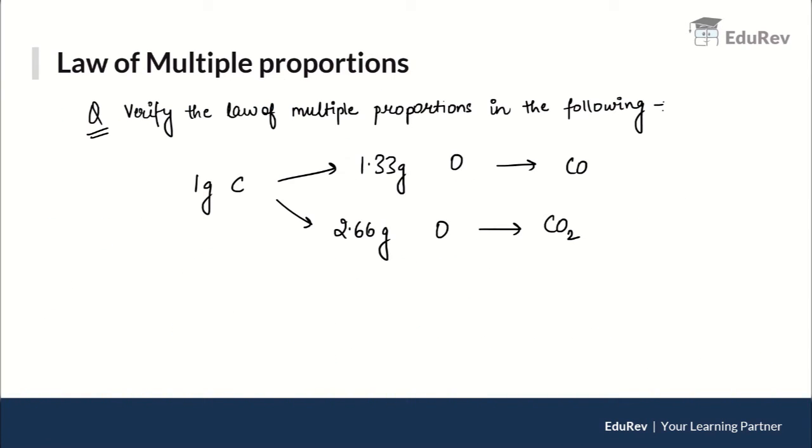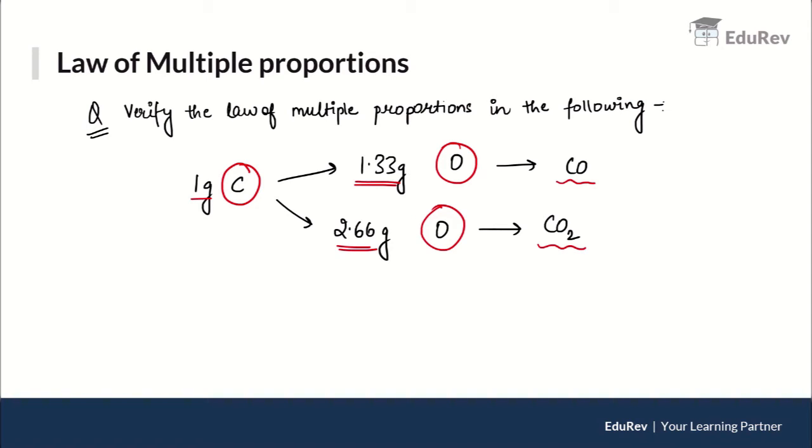See this question, it says verify the law of multiple proportion in the following, and this data is given to you. So as you can see here, we have two elements, which are carbon and oxygen, right? Here 1 gram of carbon is combining with 1.33 gram of oxygen to form carbon monoxide, and here it is combining with 2.66 gram of oxygen to form carbon dioxide.